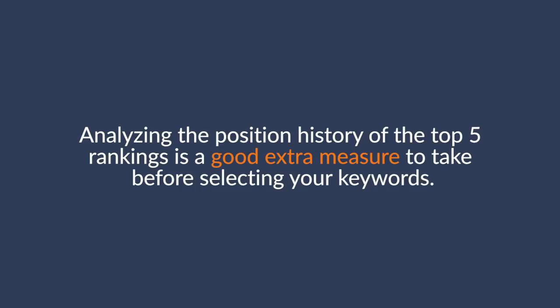So analyzing the position history of the top 5 rankings is a good extra measure to take before selecting your keywords, because it tells you a lot about how Google views the searcher's intent, and you should know right away whether you can serve that intent or not. So as you can see, keyword difficulty can't be summed up into a number. You need to analyze the top 10 ranking pages to get a full view of the quantity and quality of unique backlinks. You need to understand the searcher's intent behind a keyword, so when you create your piece, you can match the searcher's intent. From there, you can pick and choose the keywords that will drive a ton of valuable traffic to your website. That's it for this keyword research series.